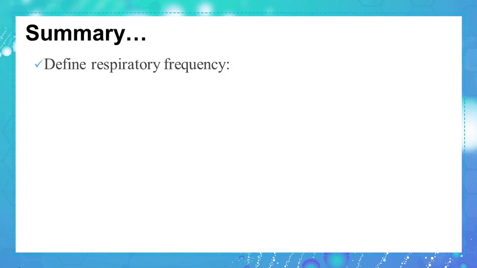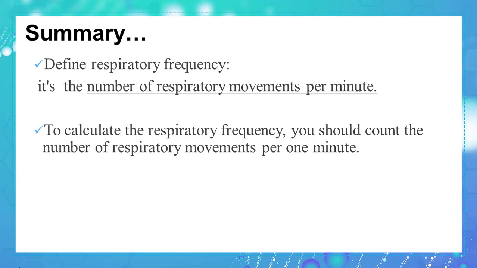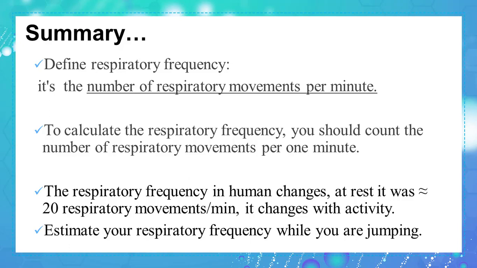The definition of respiratory frequency is the number of respiratory movements per minute. To calculate the respiratory frequency, you should count the number of respiratory movements per 1 minute. Note that the respiratory frequency in a human changes. At rest, it was 20 respiratory movements, but it changes if you are doing any activity. Estimate your respiratory frequency while you are jumping.